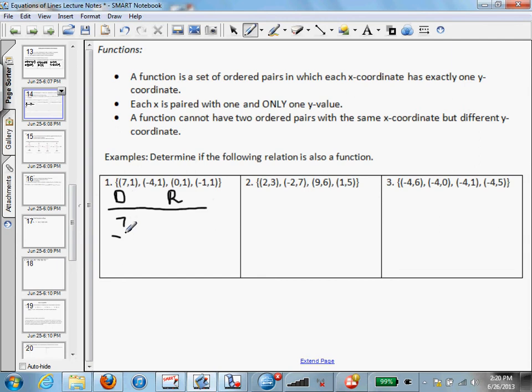So let's have 7, -4, 0, and -1. And if you see, they all share the same y value. So if we were to group these together, it would look like this. And you have to ask yourself, is that a function? And yes, it is a function.